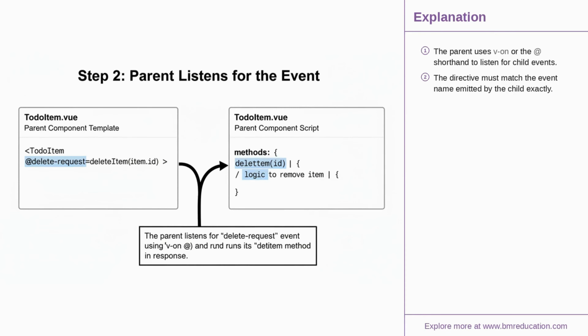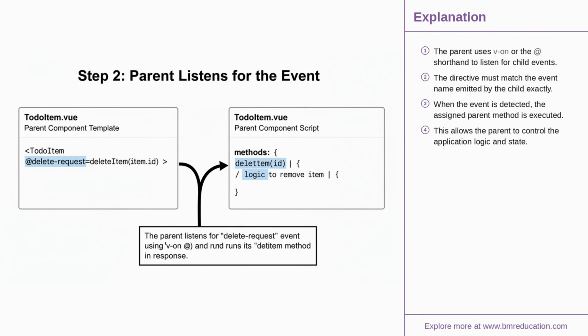Now, the parent component needs to listen for that signal. In the parent's template, where you use the child component, you use the v-on directive, or its @ shorthand, followed by the exact event name the child emits. You then assign a parent method to execute when the event is heard. So @deleteRequest will listen for the deleteRequest event and call the specified method.